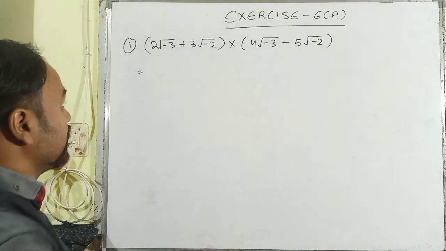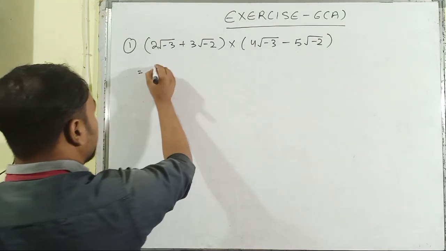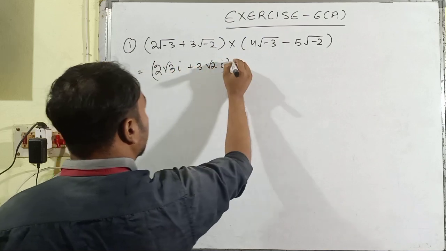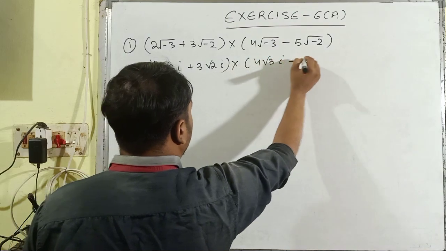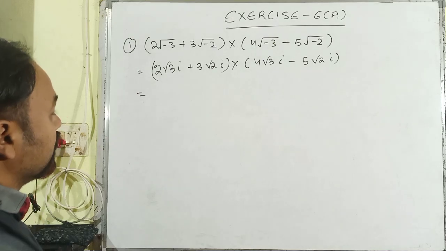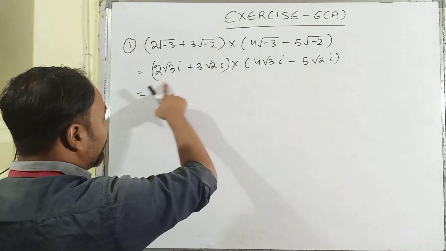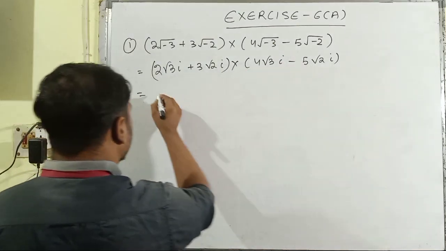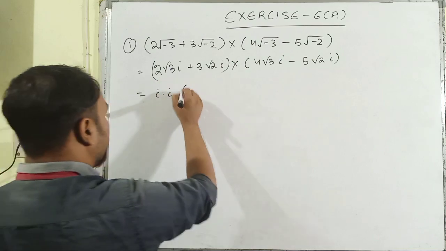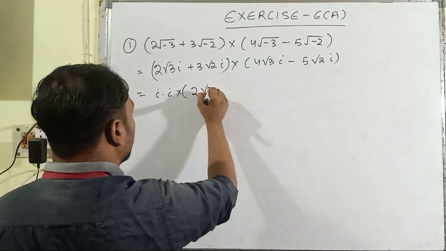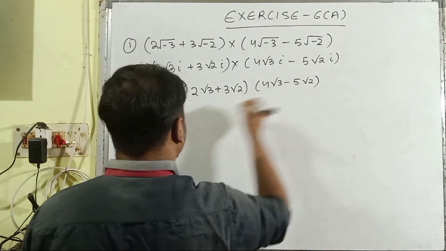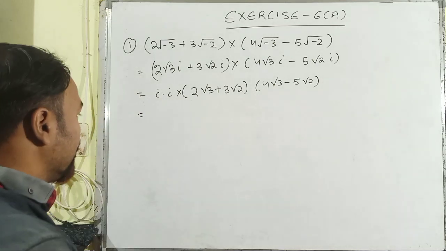First of all, we have to convert it into the imaginary unit form. That means it will be 2 root 3i plus 3 root 2i multiplied with 4 root 3i minus 5 root 2i. You can see that we can take the imaginary unit as common from the first term and the second term also. So we have got i as common from the two numbers. The remaining terms are 2 root 3 plus 3 root 2 multiplied with 4 root 3 minus 5 root 2. Here I multiplied with i, it is i square.